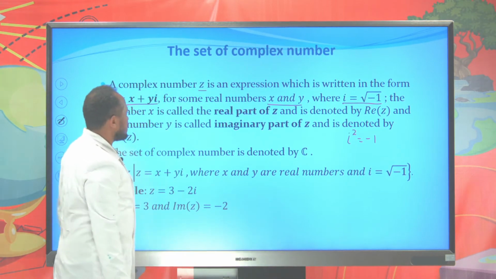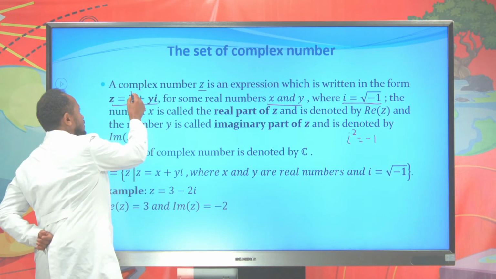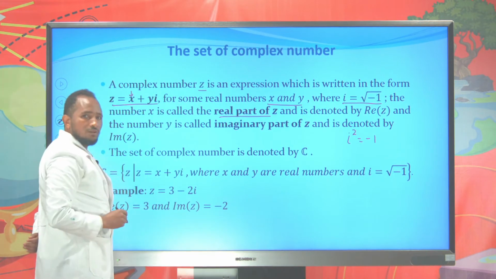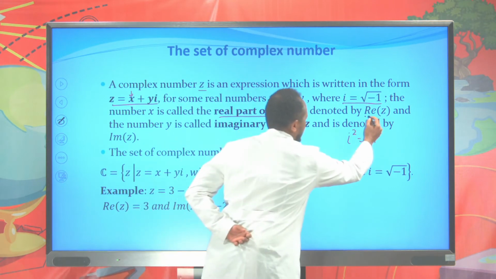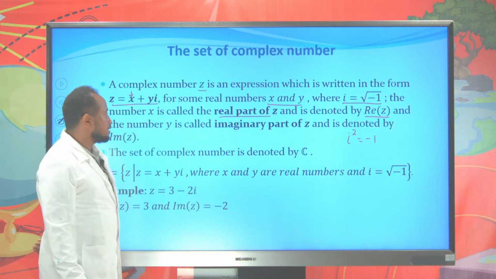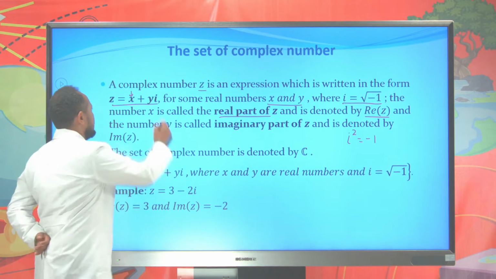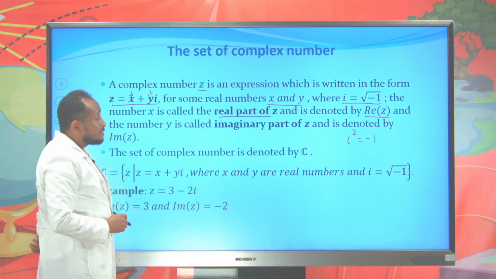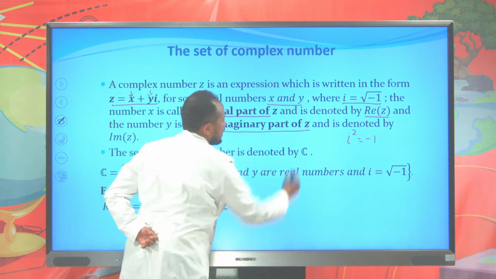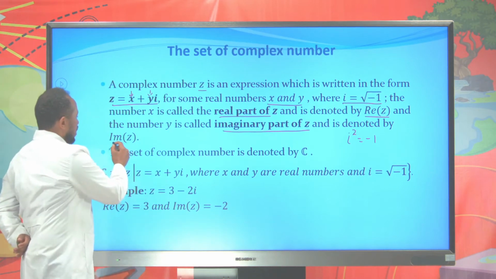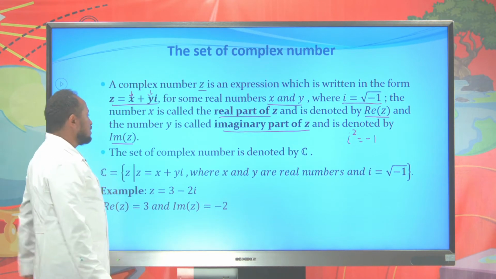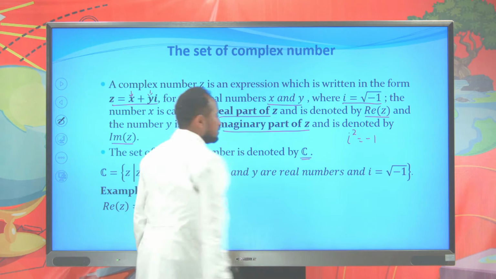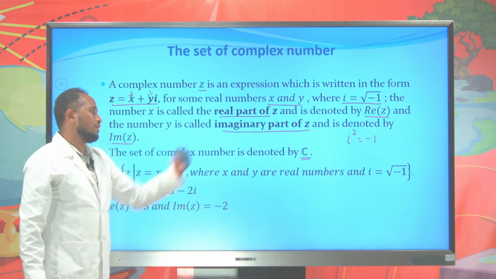Okay, so the number x, we call it the real part of the complex number, and it is denoted by real part of z. We can write like this. And the number y, we call it the imaginary part. It's the coefficient of the imaginary number, so we call it the imaginary part of z, and it is denoted by Im of z. So the set of complex numbers is denoted by this symbol. We say it is a complex number.